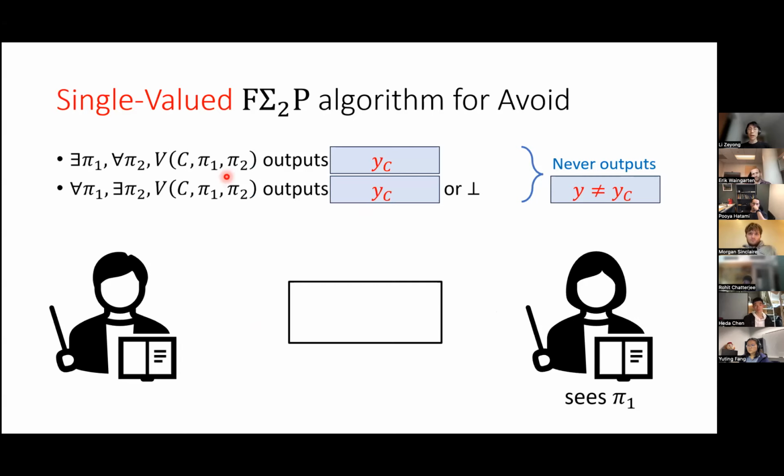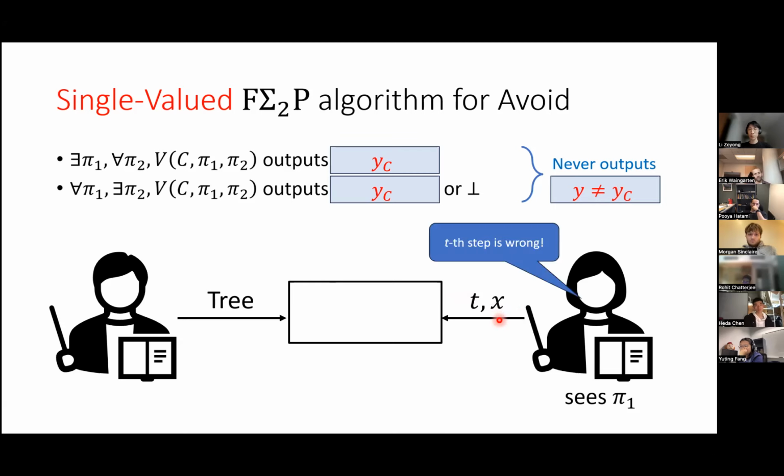So now with this in mind, let me try to give a single valued F sigma 2p algorithm for avoid. So the first prover gives the verifier the tree. The second prover gives a time step t and some auxiliary information that's useful for the verification. And he tries to claim that the t-th step in the given tree is wrong. It's not the right behavior of the actual, unique tree that you would obtain from executing Cotton's algorithm.